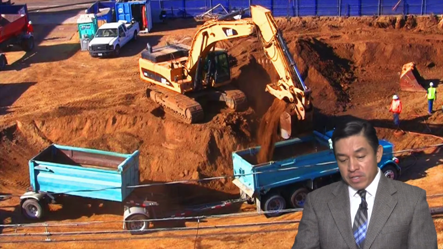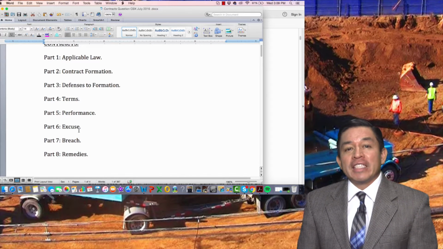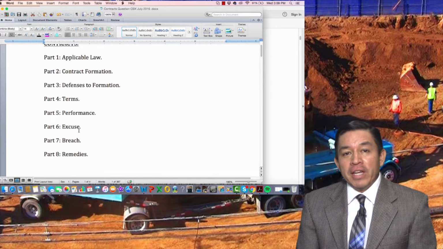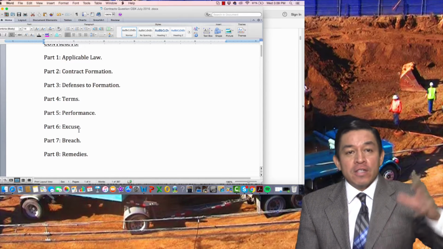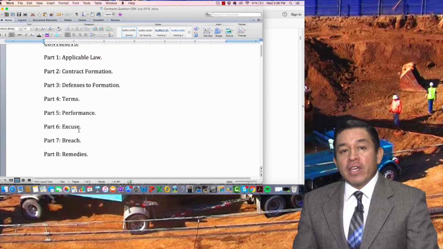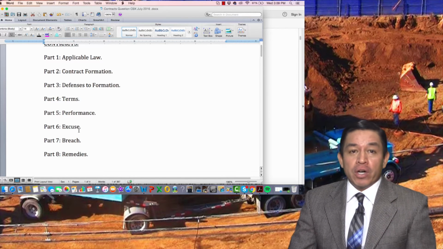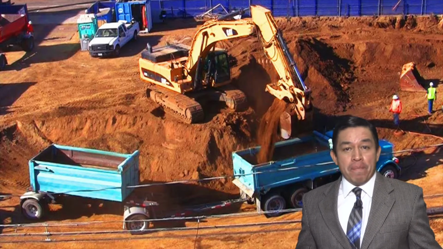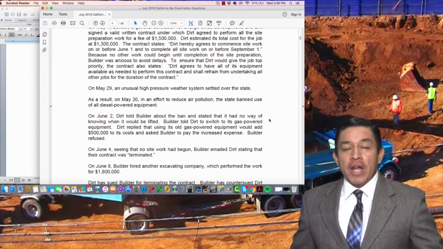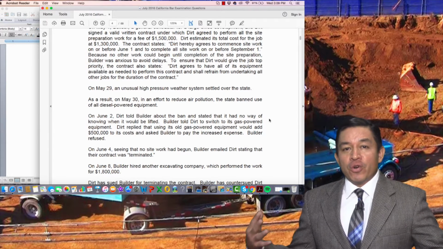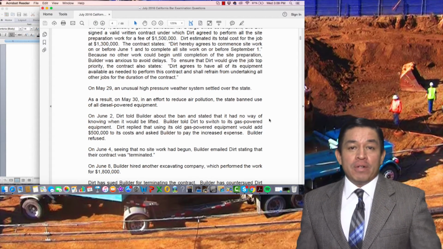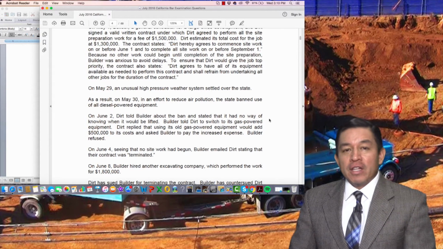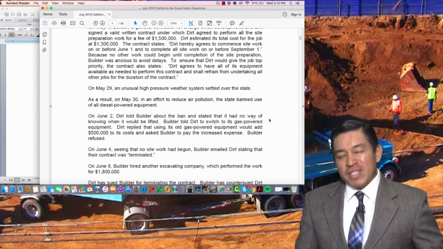Now let's go to area 6, which deals with excuse. Let's briefly talk about this. In the area of impossibility, you could argue for both sides, and there were a lot of facts there, but I think impossibility will not help Dirt, because Dirt could have used diesel-powered equipment. And the parties did agree on that, right? The contract says Dirt agrees to have all of its equipment available, and also, get this, Builder knew of the gas-powered equipment. So I don't think Dirt is going to prevail. No party is excused at that point.